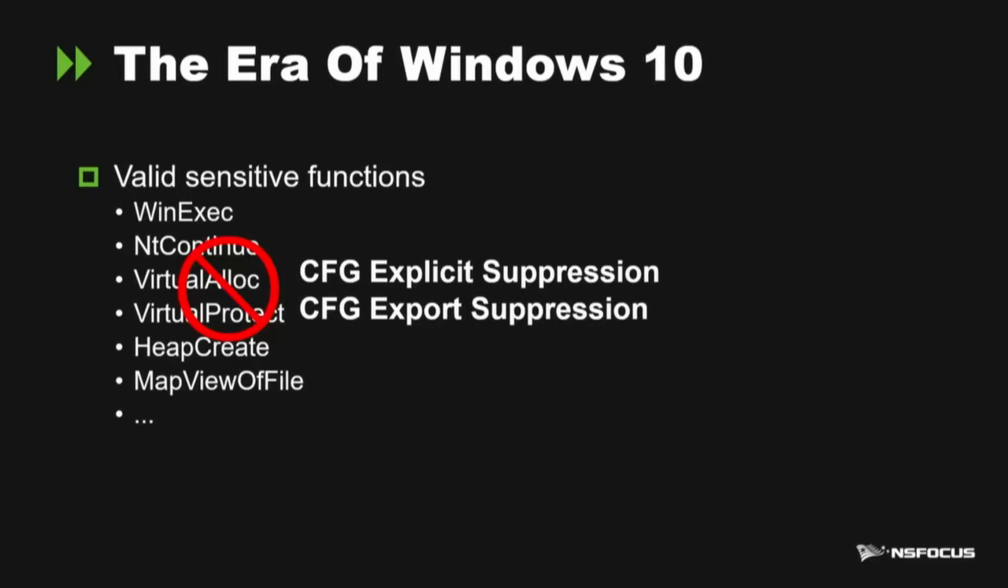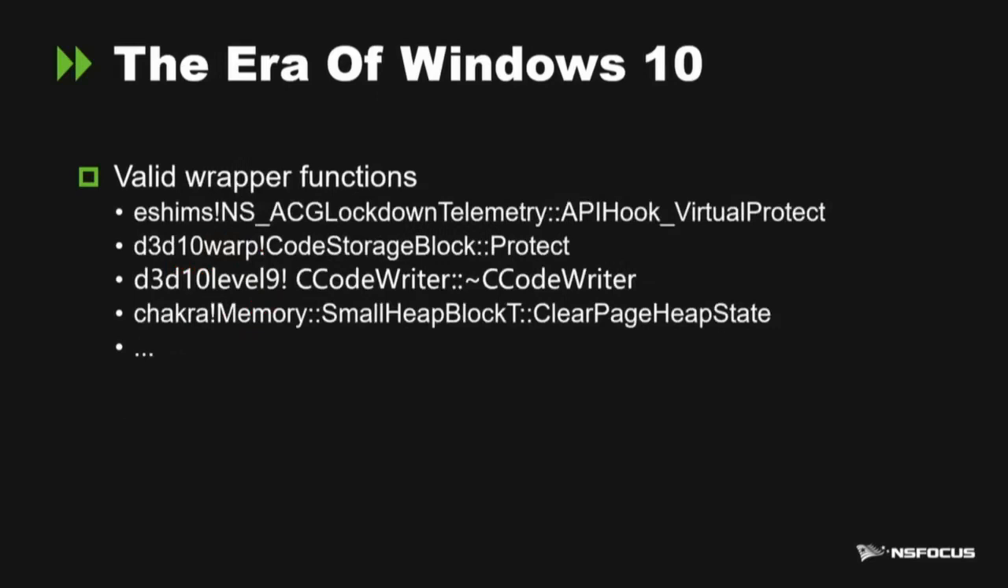In the long run, we can consider there will be no more valid sensitive functions, but there still will be wrapper functions. Here I list 4 such wrappers. They are all valid CFG targets and will call those sensitive functions in their implementation. And the problem is that such wrapper functions cannot be generically found. So they can only be addressed case by case.